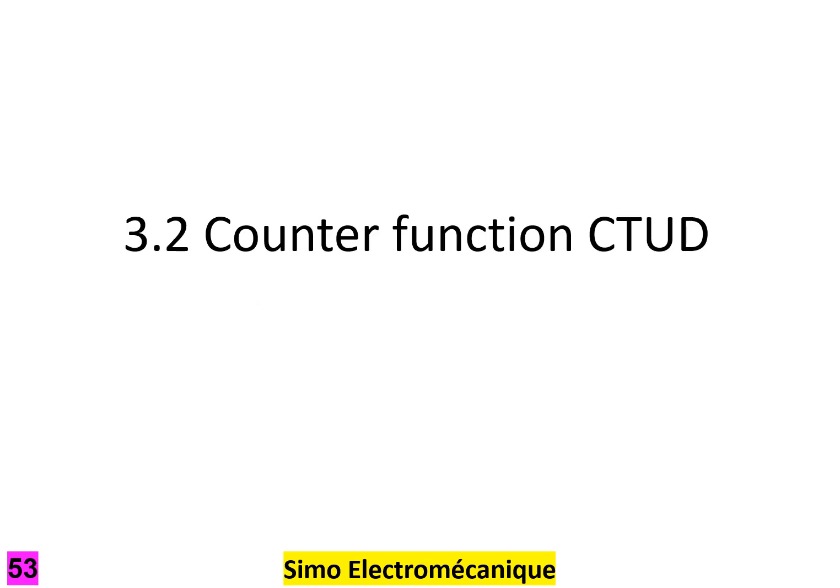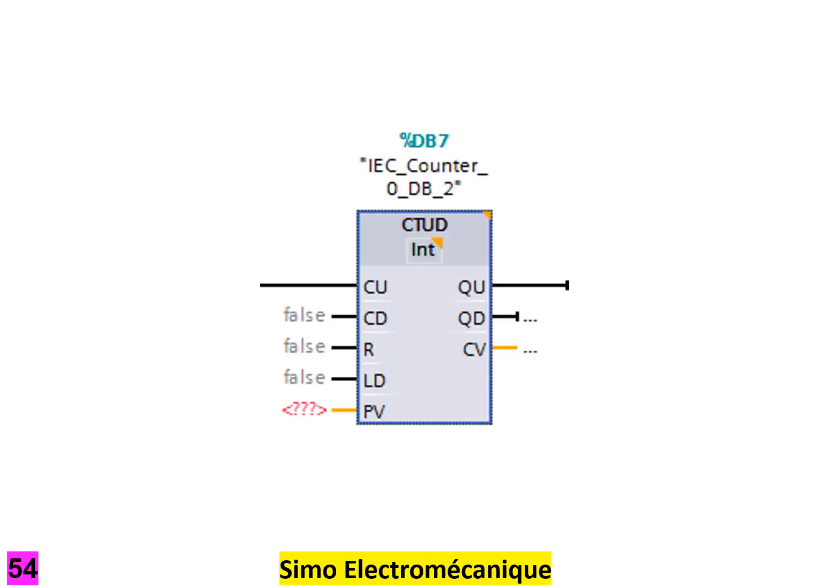Counter function CTUD. The final counter function CTUD, or count up and down, has 2 counting inputs. When input CU is triggered, it increases the count value CV by 1. When input CD is triggered, it reduces or decrements the value in CV by 1. Input R resets the counter. Input LD stands for load data. Triggering this input loads CV with the value in PV.